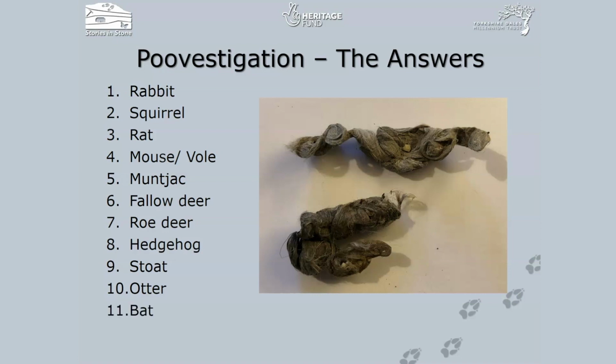11 is our bat, very similar in shape to a mouse or a vole poo, although tends to be slightly more twisted in appearance, and it's the crumbling that gives us the clue as to the difference. So because you've got such a high insect content in bat poo and very little moisture within that, you get a very crumbly poo that disintegrates when you squeeze it between your fingers.